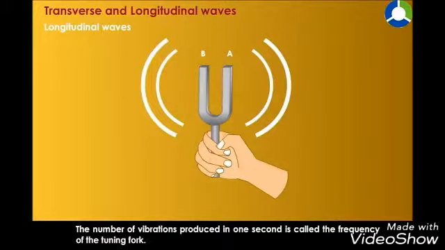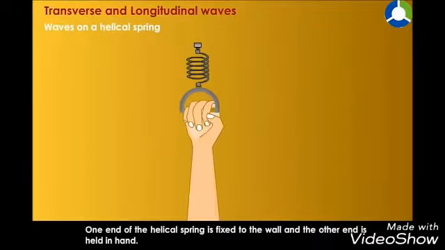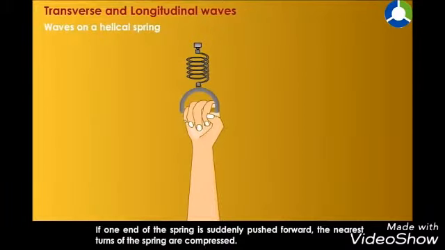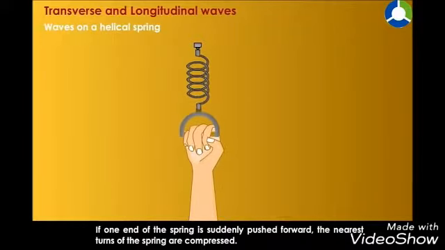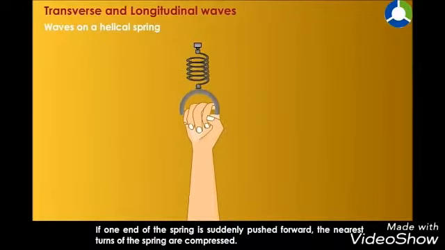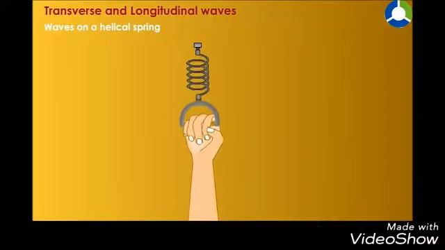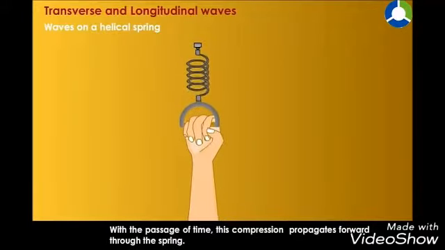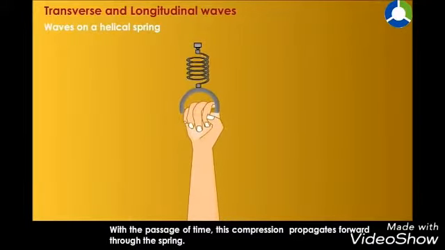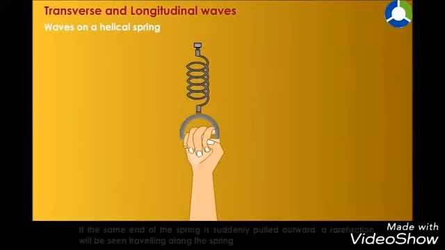Waves on a helical spring. One end of the helical spring is fixed to the wall, and the other end is held in hand. If one end of the spring is suddenly pushed forward, the nearest turns of the spring are compressed. With the passage of time, this compression propagates forward through the spring.